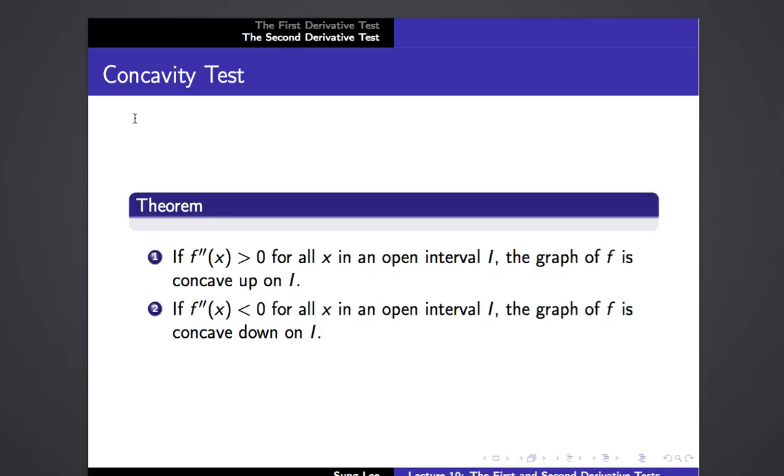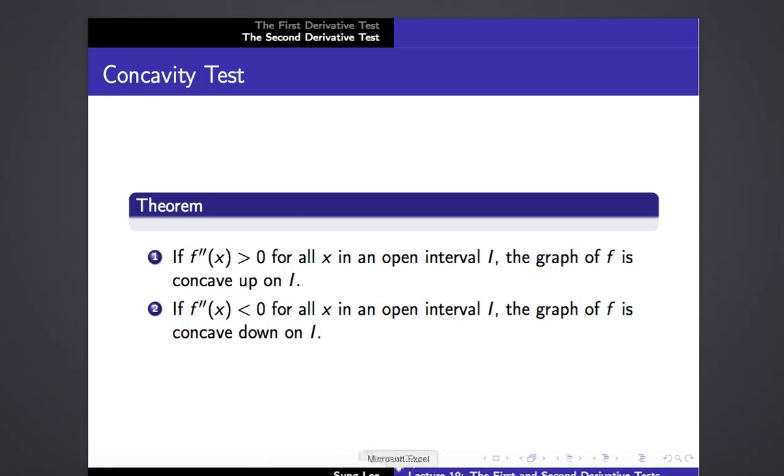So here comes the concavity test. What the theorem says is: if f double prime of x is positive for all x in an open interval I, the graph of f is concave up on that interval I. If f double prime of x is negative for all x in an open interval I, the graph of f is concave down on that interval I. And why is that?